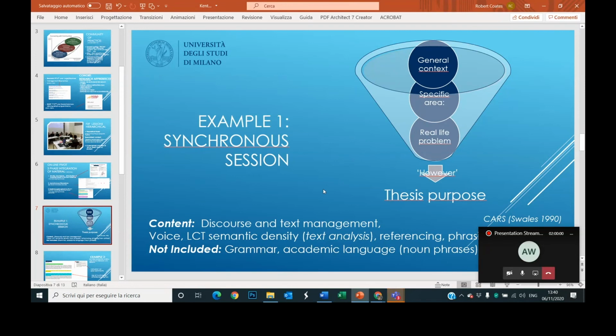Yeah, this is an example of one of the synchronous sessions, in that the material we're looking at was really discourse text management. Much of what Olwen was talking about beforehand, voice, the semantic density was a very strong issue in what the students were needing to develop. The referencing and phrasing. What we did not look at specifically was any grammar, academic language, mainly because being PhD students, they had a very good grasp of these themselves anyway.